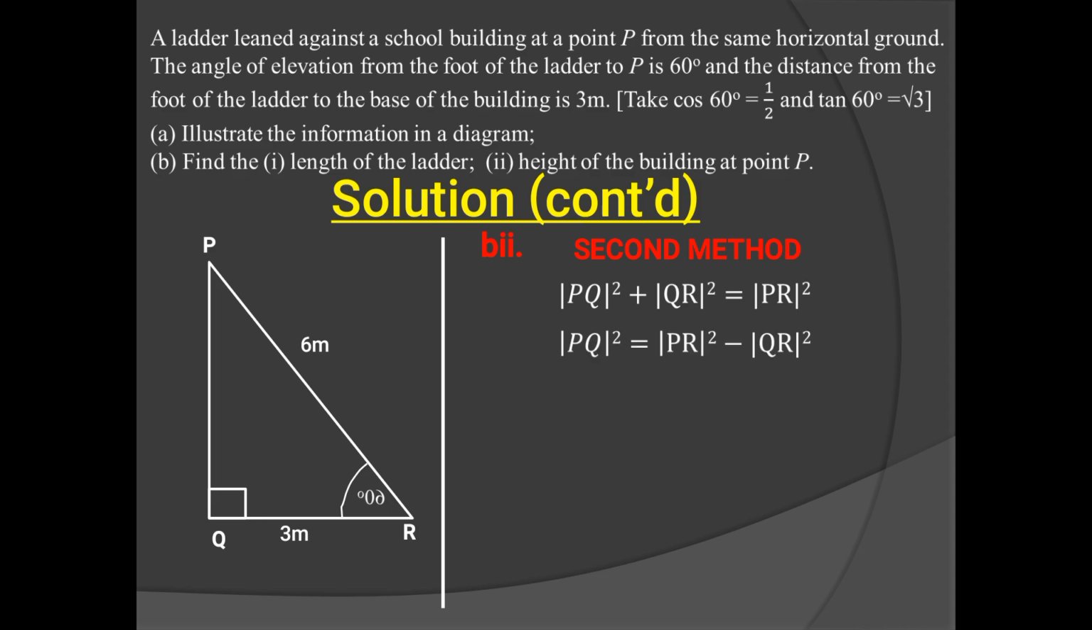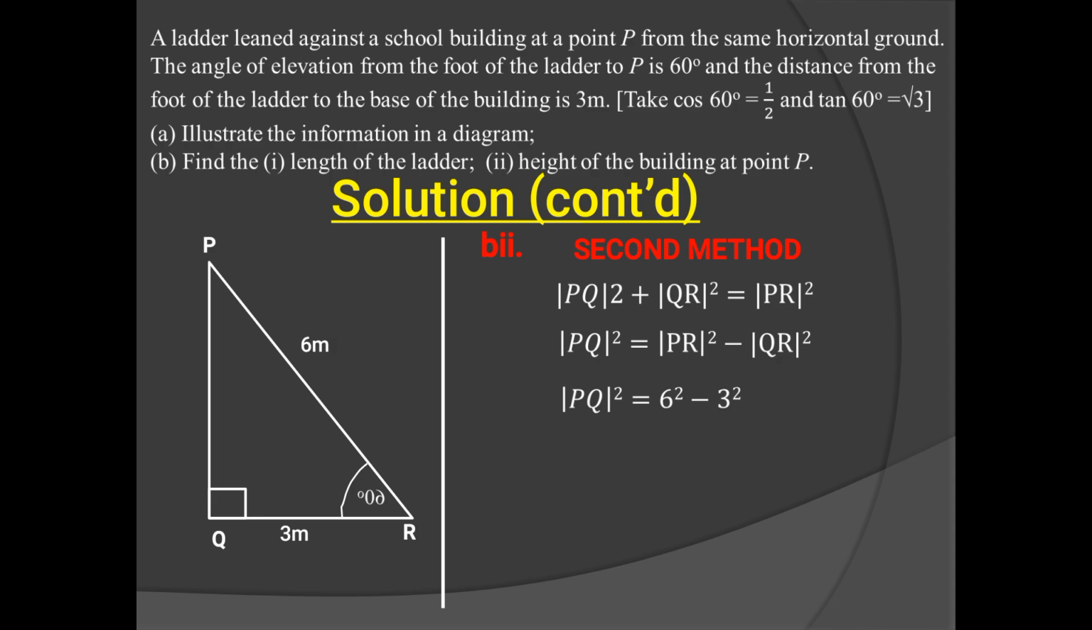So line PQ squared, that's what we are finding, is equal to line PR squared minus QR squared. Why? Line QR is crossing the equal sign. It's coming to a different country. It's moving from here to here. It's positive, so it has to change to negative. That's just grouping of like terms.